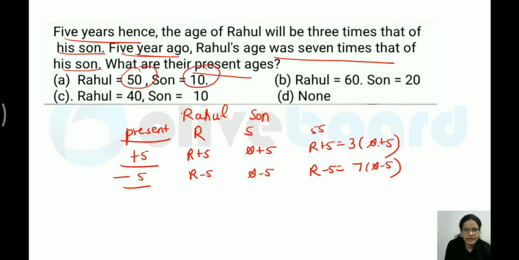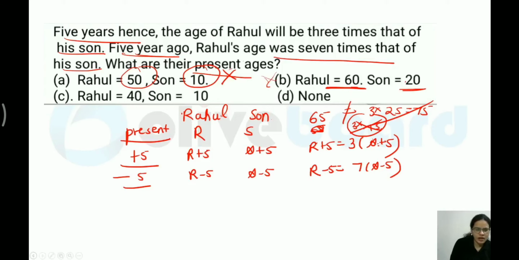If you are writing 10 over here, 10 plus 5 is 15, 3 times 15 is 45, which is not coming. So the first one will not be the answer. Let me check the second one, 60. Suppose I take Rahul's age as 60. This would be 65. So the son's age is 20. 20 plus 5 is 25, into 3, you are getting 75. Again not equal. So this is also not possible. Are you all getting it?